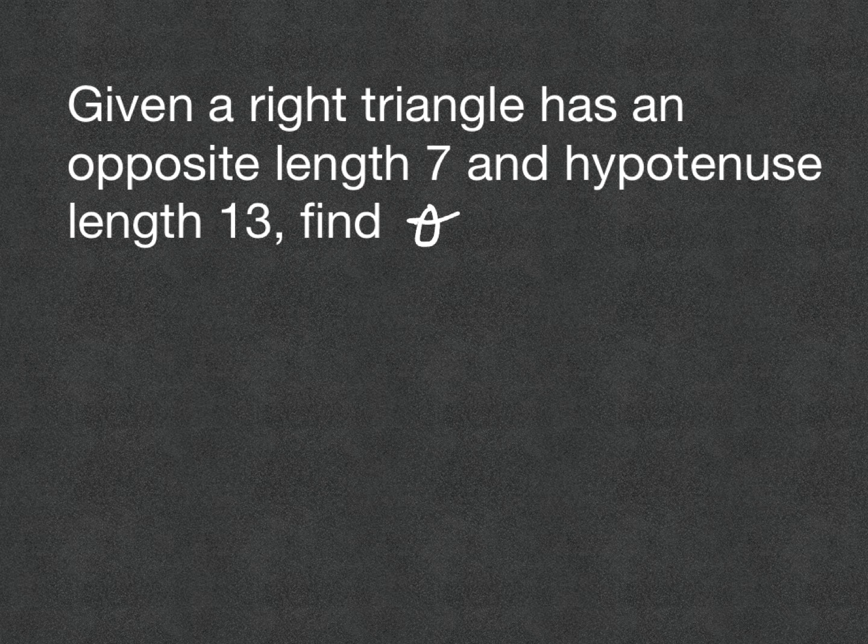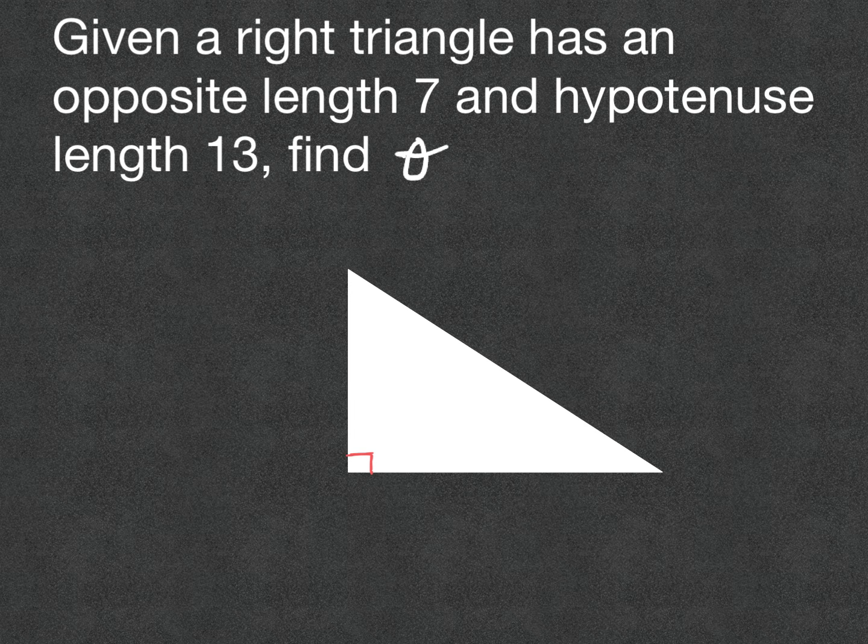Given a right triangle has an opposite length 7 and a hypotenuse length 13, find the angle theta. Okay, again, you got to draw a right triangle. Okay, we have a right triangle. Now, the question is, where's the opposite? Well, we know the hypotenuse is always here. That's equal to 13, okay? There's only one option for that one.